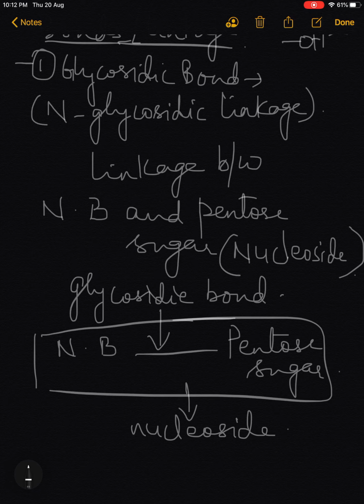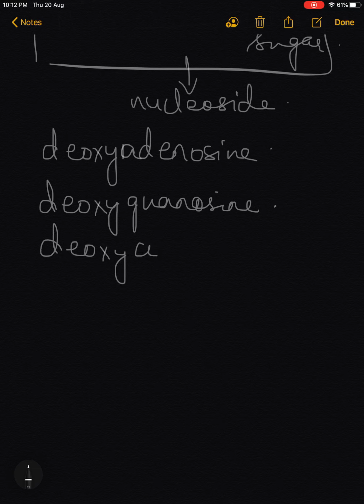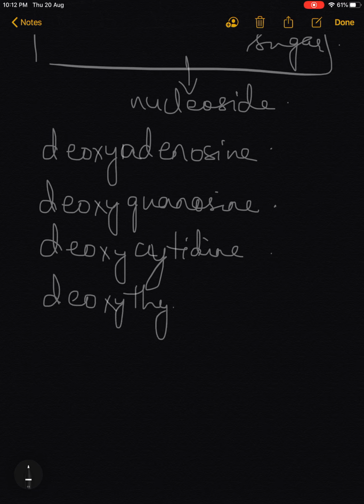So children, the nucleosides of DNA are deoxyadenosine, deoxyguanosine, deoxycytidine, and deoxythymidine.